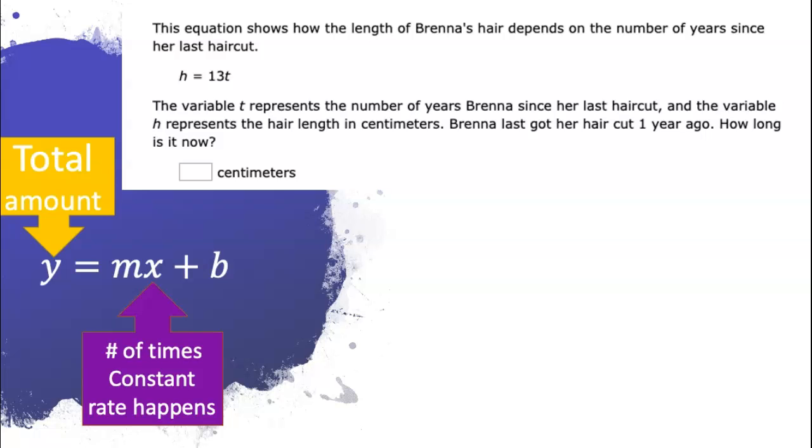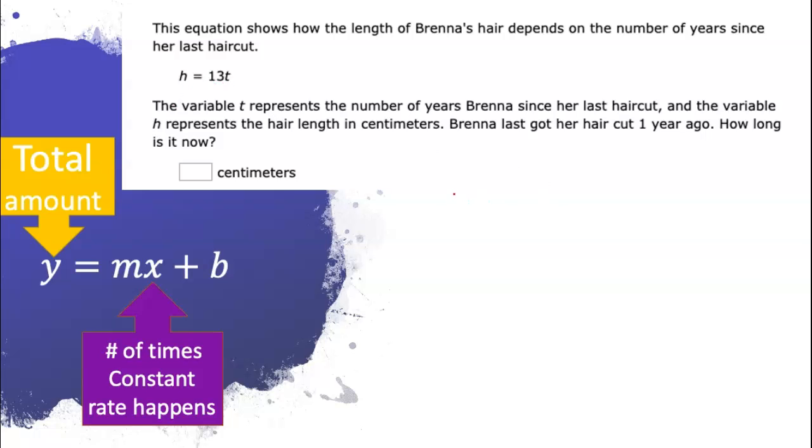Welcome back. In today's exercise, we are going to take an equation that we've been given. We're going to break it down and figure out what information is within this equation, and then we're going to find the missing piece. So here I'm going to look at my first equation. It says this equation shows how the length of Brenna's hair depends on the number of years since her last haircut. And my equation says H equals 13t.